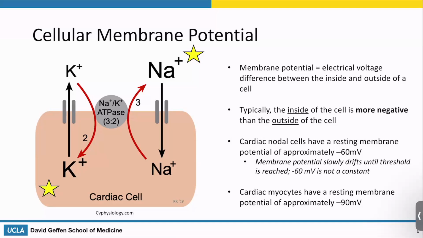That's going to be its resting membrane potential, because typically the inside of the cell is more negative than the outside of the cell. And that's the membrane potential, which is the electric voltage difference between the inside and outside of the cell. That's based on the movement of ions, specifically sodium and potassium, that as they start to exchange, can change that membrane potential either positive or negative, so that we can hit a threshold and then send out an impulse through the heart in terms of an electrical conduction.